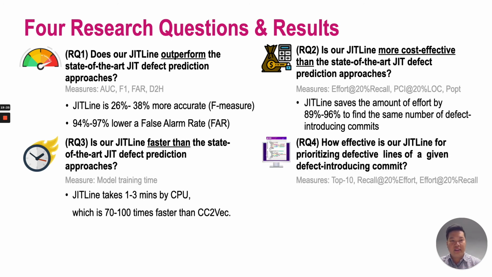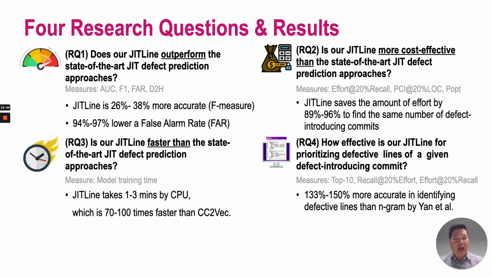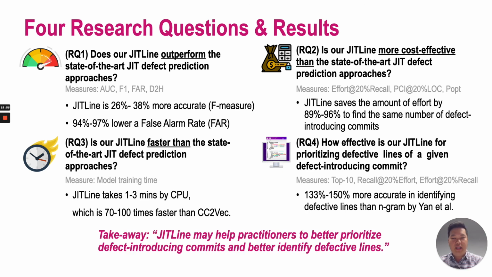Finally, we asked, how effective is our JITLine approach for prioritizing defective lines for a given defect-introducing commit? And we found that our approach is 133% to 150% more accurate in identifying defective lines than the N-gram approach by Yan et al. So these results lead us to conclude that JITLine may help practitioners better prioritize defect-introducing commits and better identify defective lines.